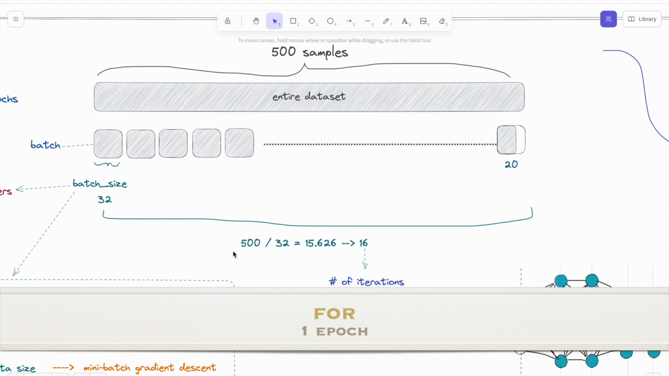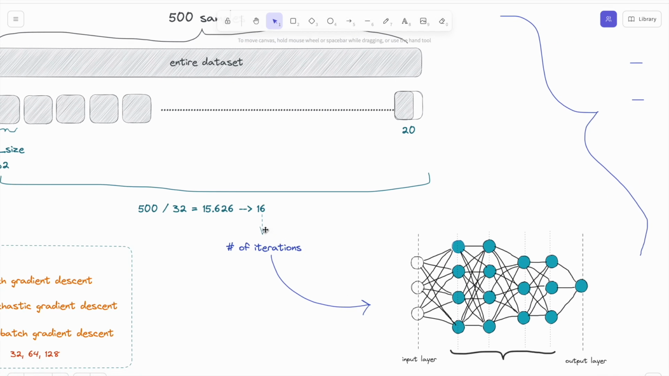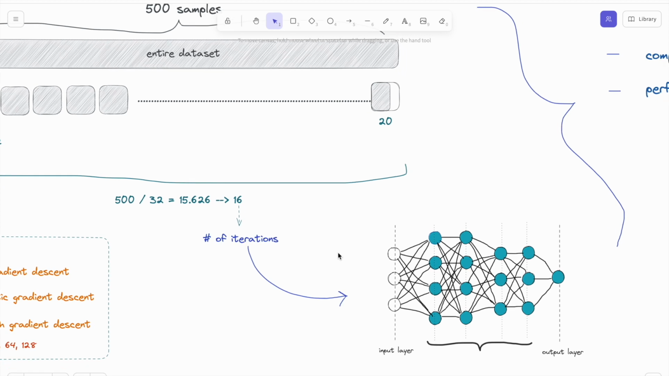That means if you divide your dataset size by batch size, then you will find your iteration numbers. And in this case, 16 iterations means we will feed our model 16 times for 1 epoch. And in each iteration, there will be 1 feed forwarding and 1 back propagation. In other words, our weights will be adjusted as much as the iteration size.